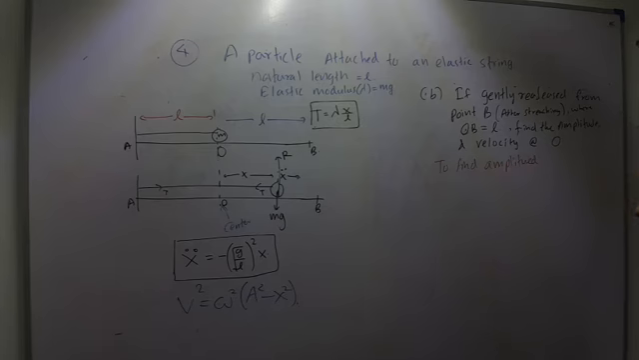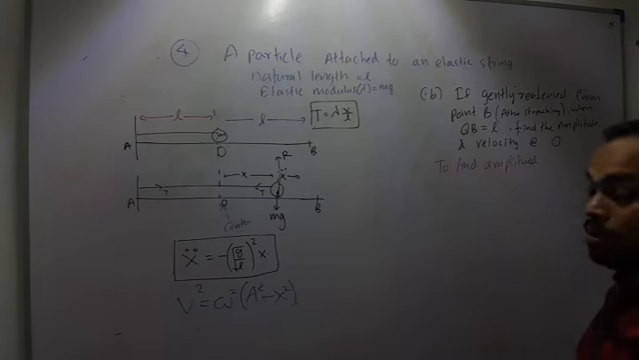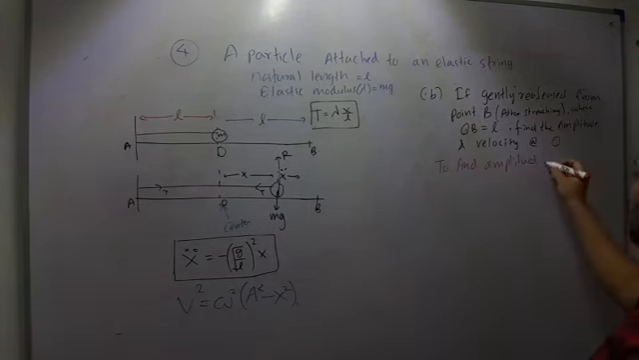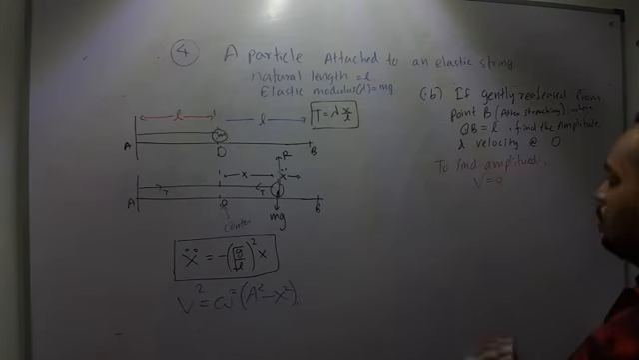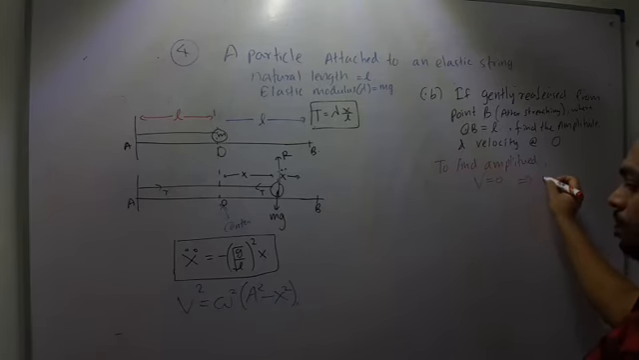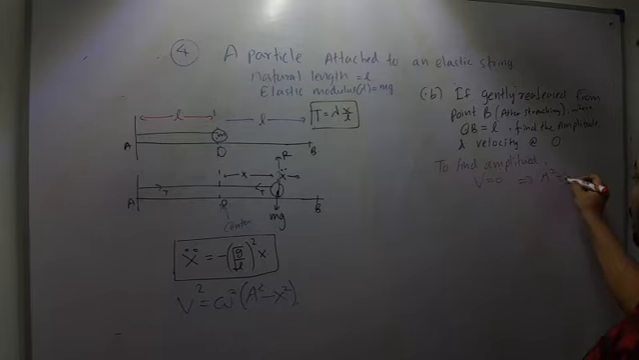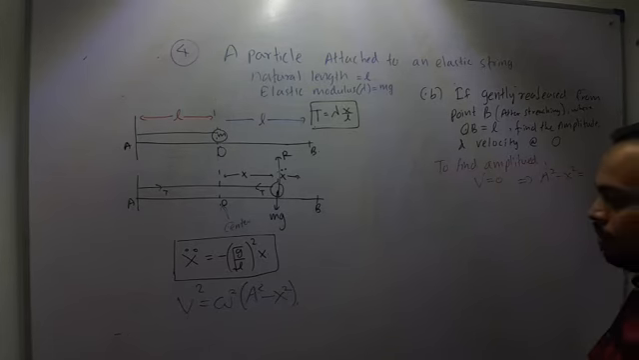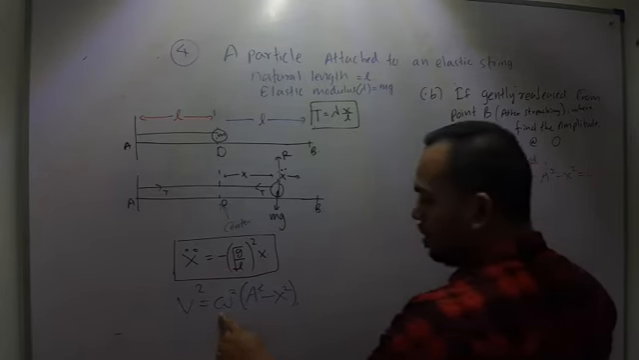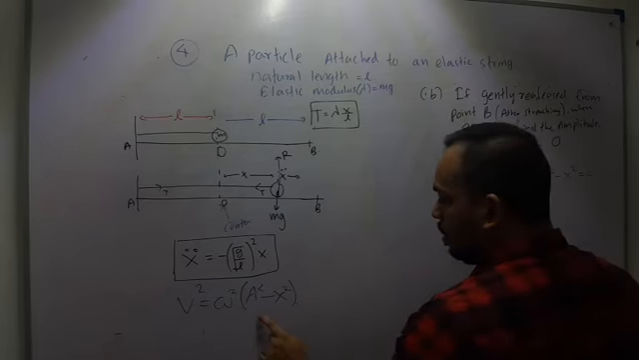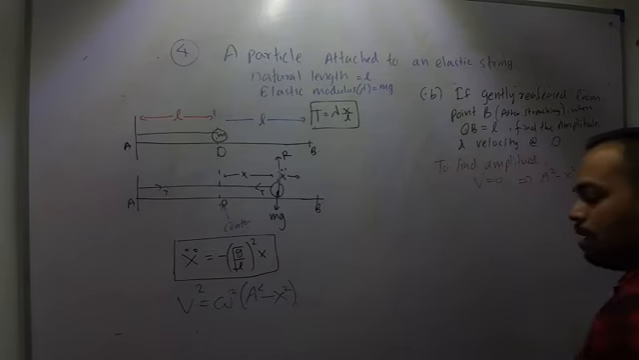The definition of the amplitude is the point where the velocity becomes 0, v is equal to 0. This implies a squared minus x squared is equal to 0. But if v is 0 and omega is a positive quantity, omega cannot be equal to 0. That means only this expression has to be 0.